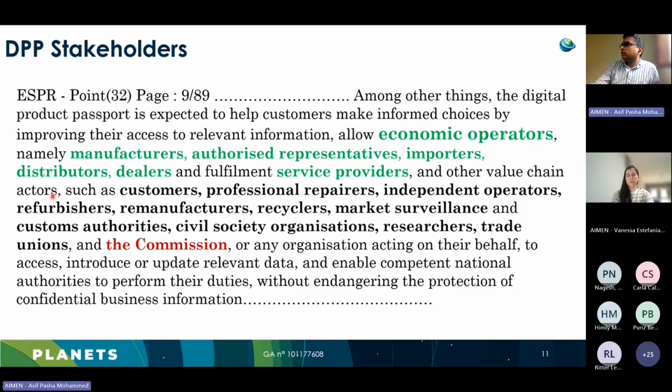And other value chain actors like the customers, professional repairers, operators, refurbishers, remanufacturers, and so on. And then the commission itself. So the commission will also be part of the key stakeholders. When they say DPP, the commission is also one of the stakeholders that would like to regulate the product, and any organization on their behalf also. So just to highlight here, the economic operators, mainly the manufacturers and importers, dealers, and so on, and the commission itself.